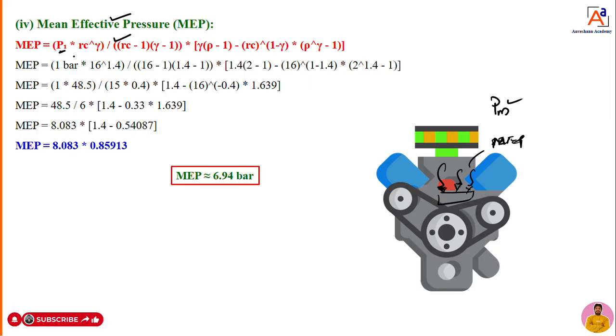Here P1 is 1 bar, which he has given in the problem. RC 16 he has given. Gamma we know is constant, that is 1.4. Then rho is there. What is the rho value? We have determined already, 2. Then we know all the values. Substitute in the mean effective pressure equation and simplify. At the last you are going to get mean effective pressure equal to 6.94 bar, dear students. This is our last finding.